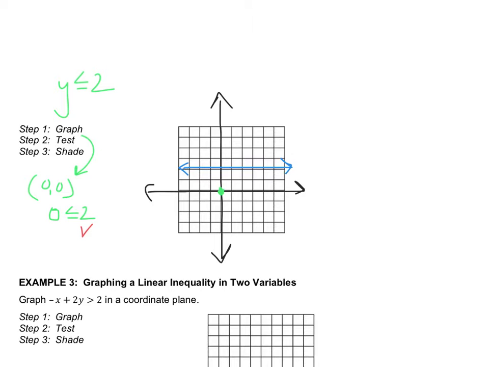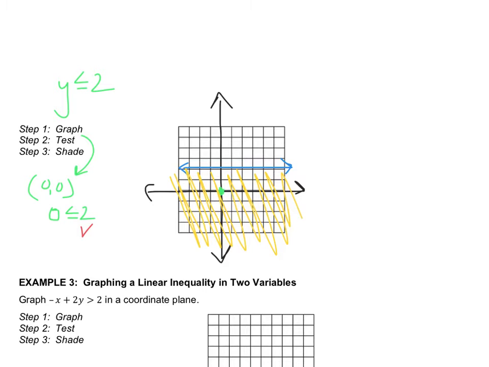So what's happened here is this line right here has created these two half planes. The top plane up here is all of this, and the bottom half is all of this. So because our test point is in the bottom half, what we're going to do is shade everything below our boundary line, which was y equals 2. This is the graph for y is less than or equal to 2.